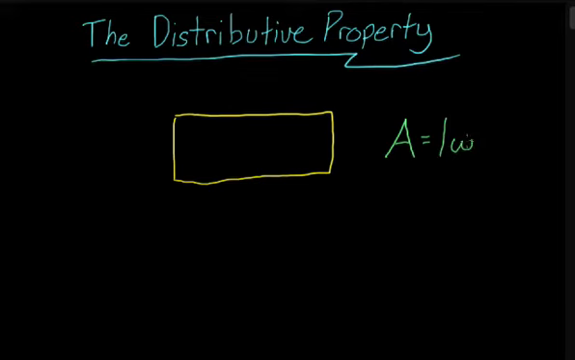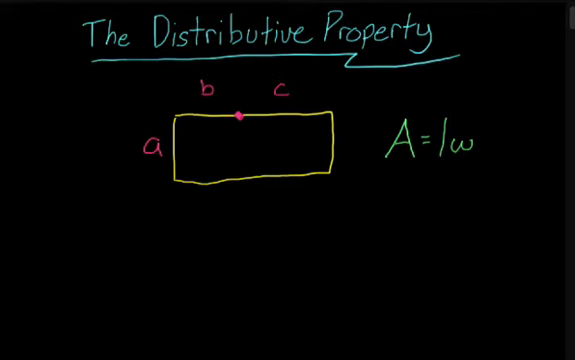In this rectangle, we're going to say that the width is a value a, and we're going to split the length up into two parts. So let's pick a point right here. We're going to say that this distance is length b, and this distance right over here is length c. And so the length of the rectangle is going to be the sum of length b and length c.